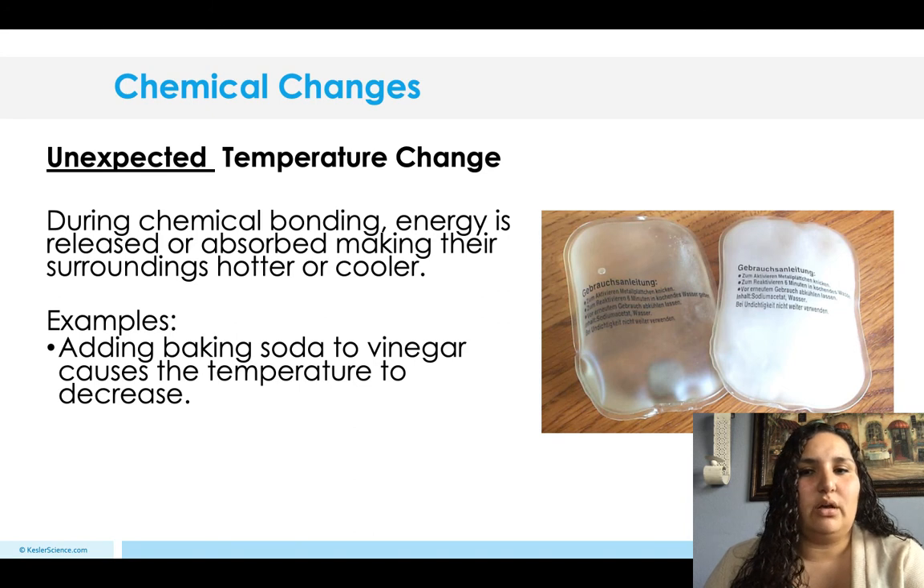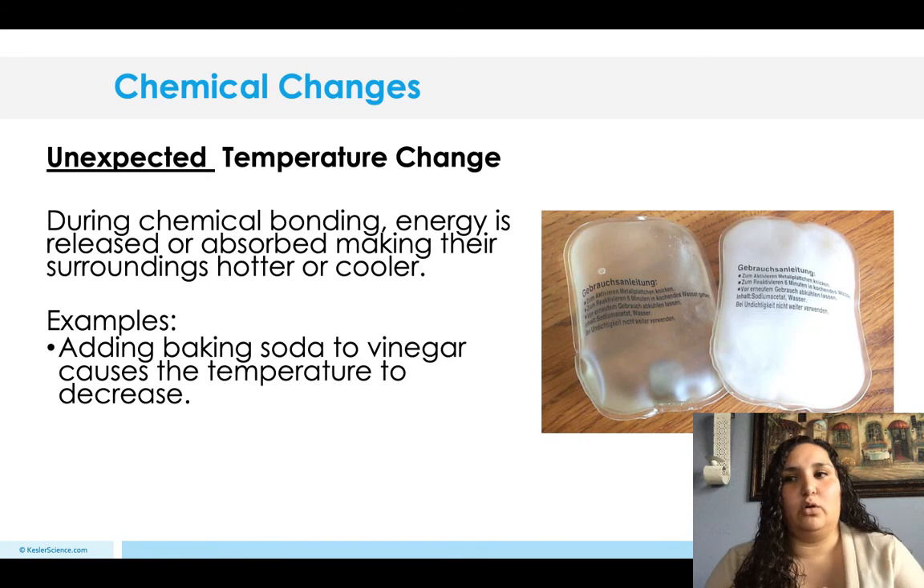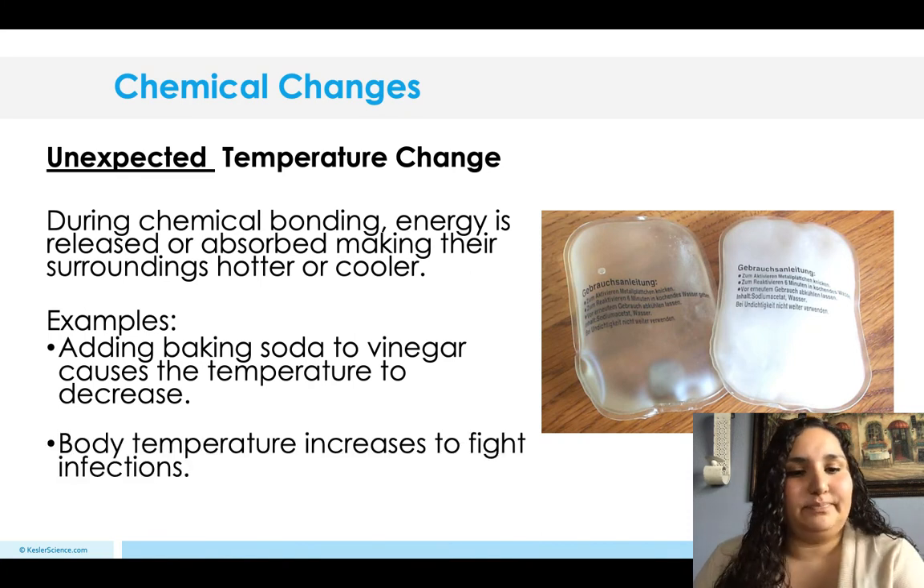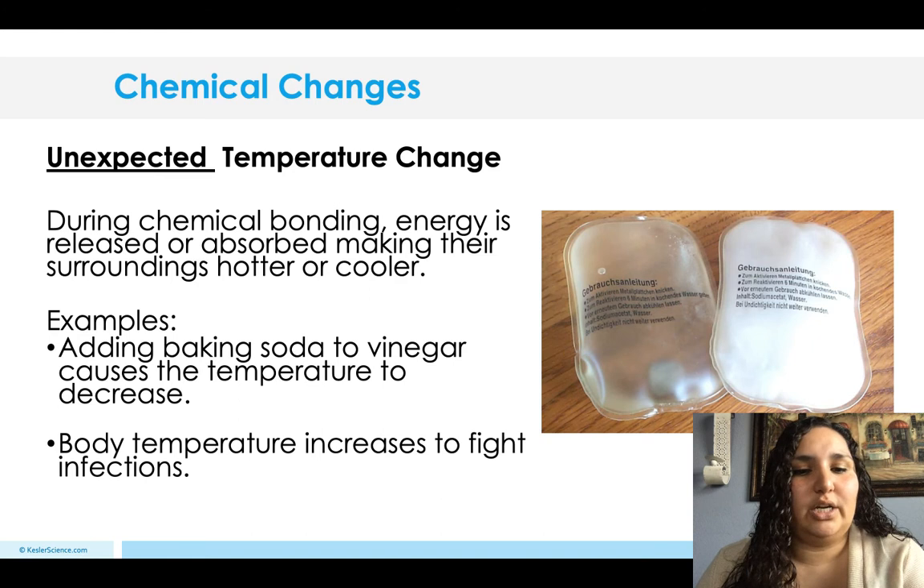For this one, I would also think of, for example, the hand warmers. Whenever you go to a game, sometimes if it's cold outside, people use hand warmers. Once you break that little packet and you start mixing the chemicals in there, it produces heat. Body temperature increases to fight infections.